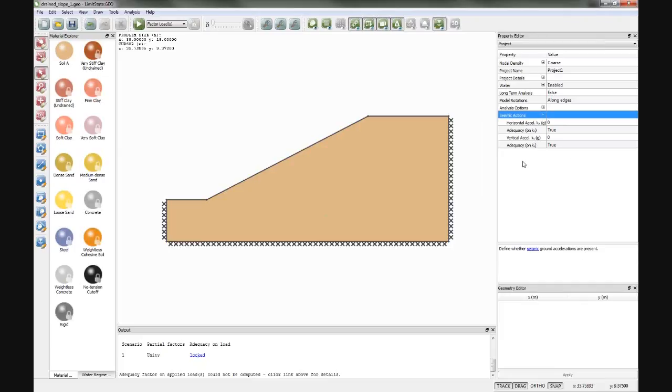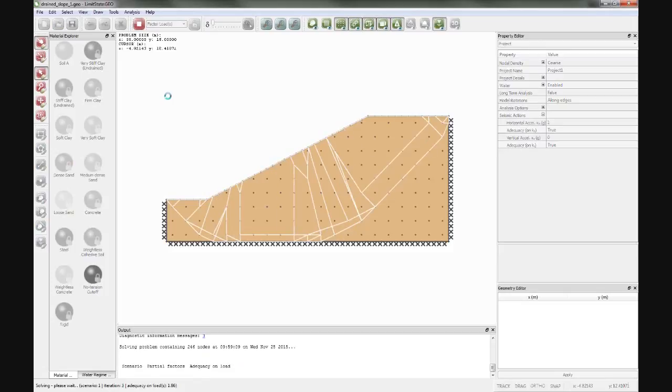So what I can do is apply a horizontal acceleration or a vertical acceleration. And I can either apply those as fixed accelerations, or I can ask the software, what I'll do is I'll do that, how much horizontal acceleration would we require to cause collapse? And I basically set the adequacy factor to true on this, and what that means is the software will apply a nominal unit horizontal acceleration, but the answer I get out from the software will be the multiplier on that which will cause collapse. So effectively it will be the horizontal acceleration required for collapse.